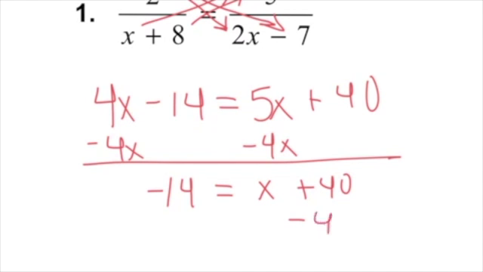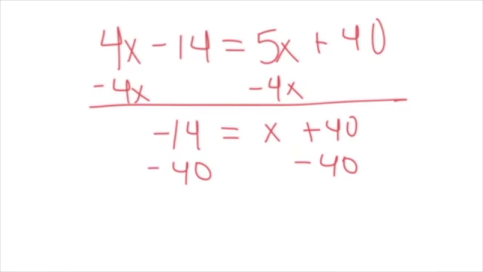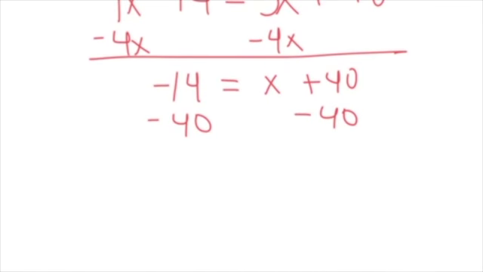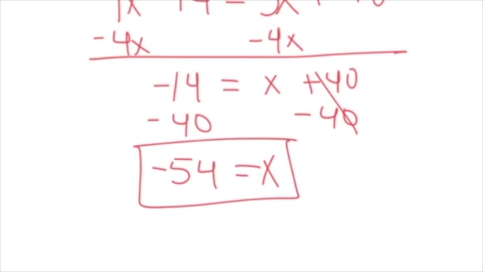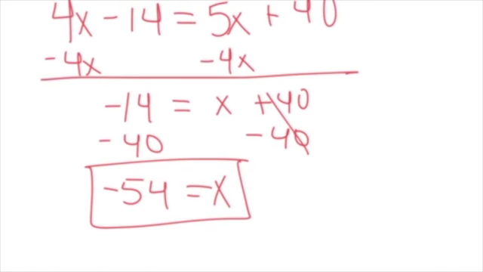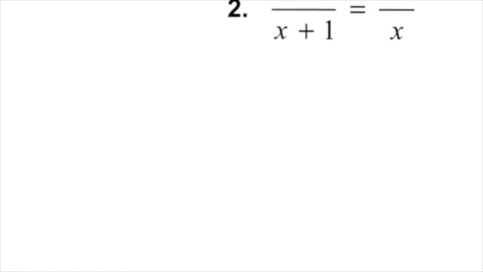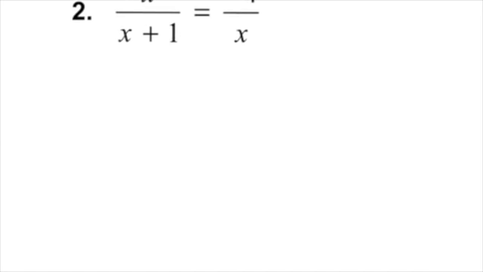And then I'll subtract the 40 over, and I'll get, move that down, x equals negative 54. So some of them can be just as simple as that. Other times you'll get a little bit more complicated equations. So let's look at number 2.